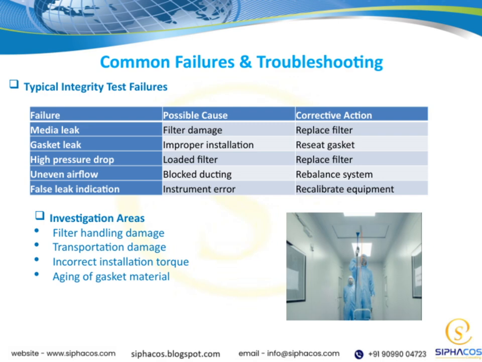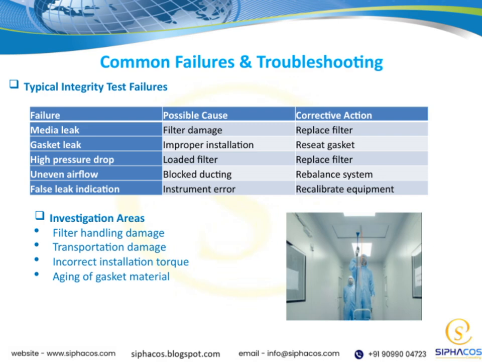Moving to the table, it illustrates some typical failure modes, their possible causes, and the corrective actions needed. For example, if there's a media leak, it usually points to filter damage, and the fix is to replace the filter. If you notice a gasket leak, it often results from improper installation, so reseating the gasket is necessary.